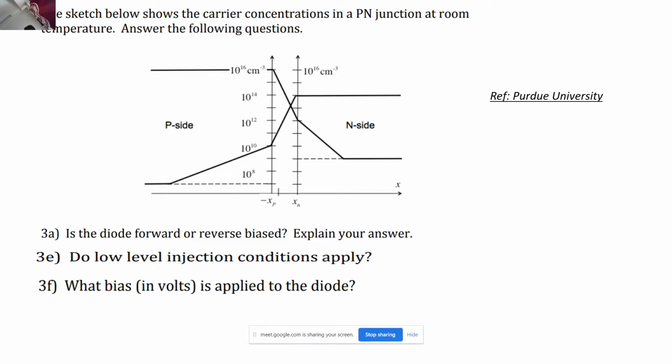So now the first question is: the sketch below shows the carrier concentration in a PN junction at room temperature. The first question they have asked is: is the diode forward biased or reverse biased? Guys, please unmute yourself and first tell me whether this diode is biased at all, or at equilibrium, and how we can find whether some bias has been applied across the diode using the figure shown in the slide. Can anyone give me any hints?